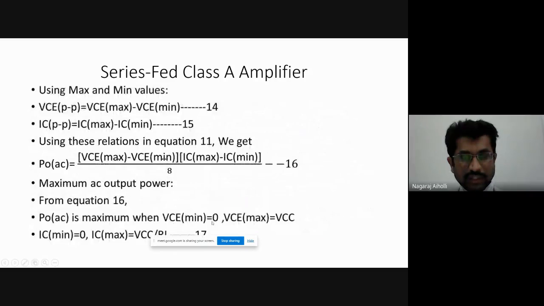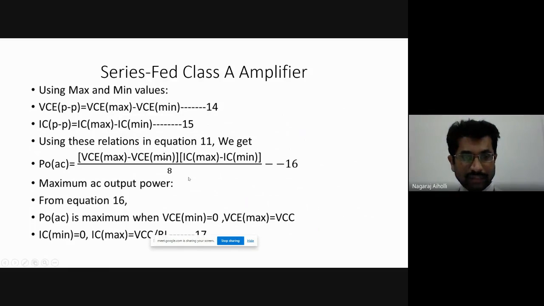So VC minimum is 0, VC maximum is VCC, IC minimum is 0, and IC max is equal to VCC by RL or VCC by RC. Now, if we substitute these values in equation 16, then we'll get VC max is VCC, VC minimum is 0. So VCC minus 0 is VCC. IC max is VCC by RL, IC minimum is 0. Therefore, it will be VCC by RL minus 0, that divided by 8.